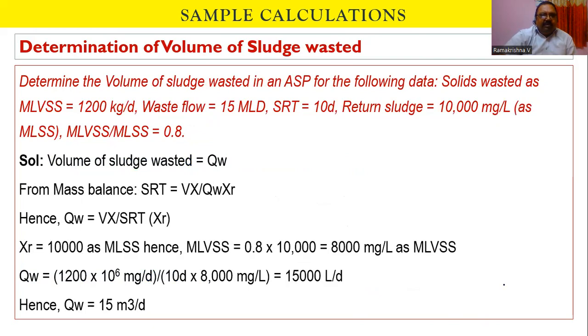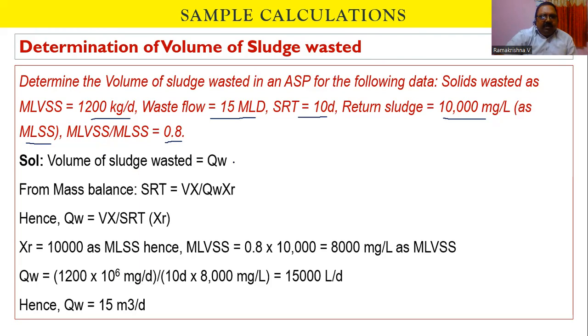Determination of volume of the sludge wasted. How much volume of the sludge wasted from the activated sludge process we have to calculate in this problem. The solids wasted as MLVSS is 1200 kg per day. Waste flow is 15 MLD. SRT is equal to 10 days. Return sludge is 10,000 milligram per liter as MLSS. This is more important. Here we are given MLVSS in one place, and here we are talking about MLSS. And the ratio: MLVSS is equal to 80% of MLSS.